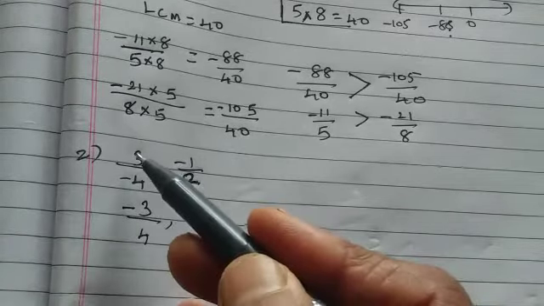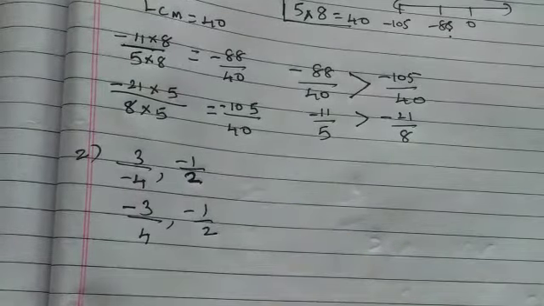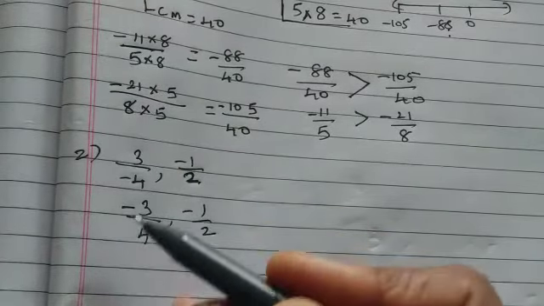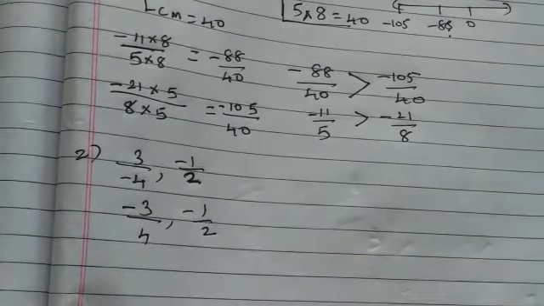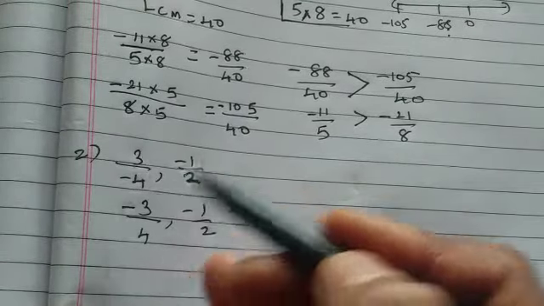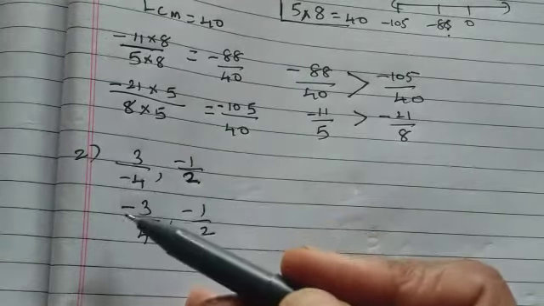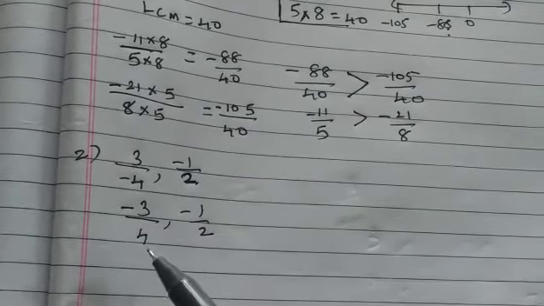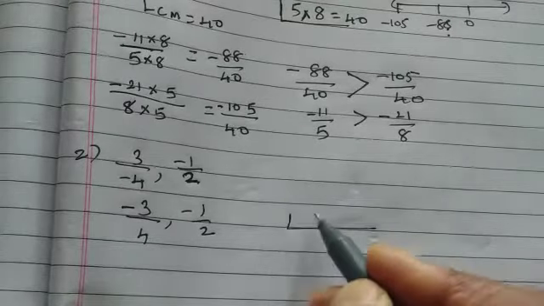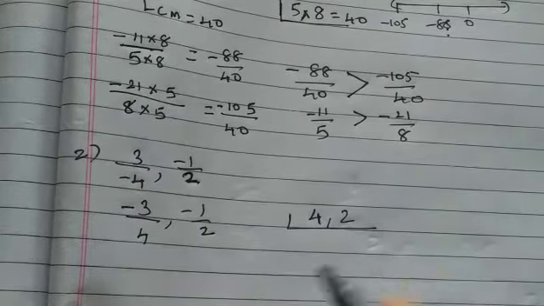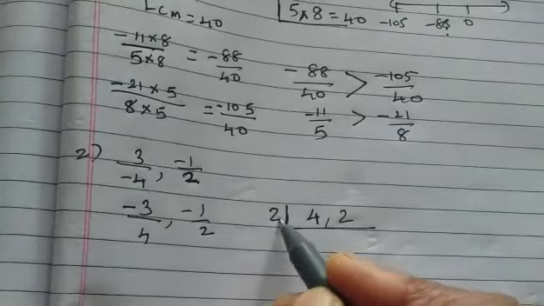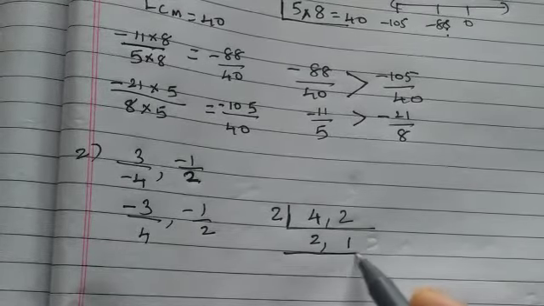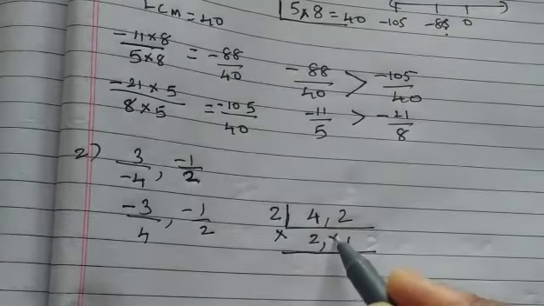Whether that negative sign is in the numerator or the denominator, the value does not change, because plus divided by minus is also minus, minus divided by plus is also minus. When you divide two different signs, it is always negative. So if the negative sign is in the denominator, we put it in the numerator for our convenience. Now take LCM for 4 and 2. Both are even numbers, both are divisible by 2. So 2 2s are 4, 2 1s are 2. Once you get 1 and 2, they don't have a common factor. So our division is over.